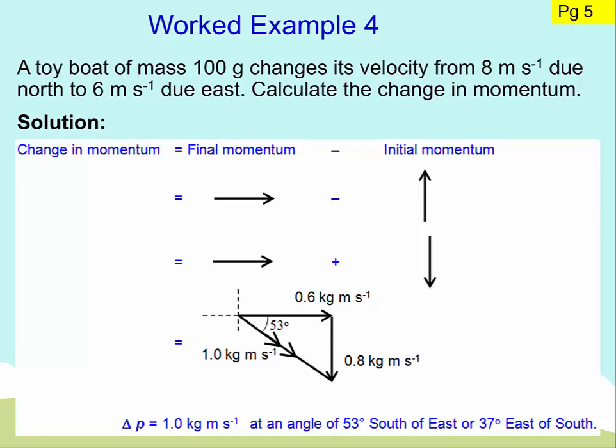We can find the angle using tangent theta equals 0.8 over 0.6. So you can find theta. This is in chapter 1, so I will assume you know. After this, you find the angle to be 53 degrees. You can either describe it as south of east, or you can find the other, adjacent angle and use 37 degrees east of south.